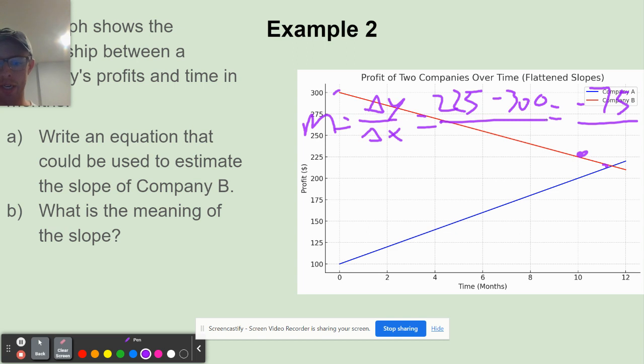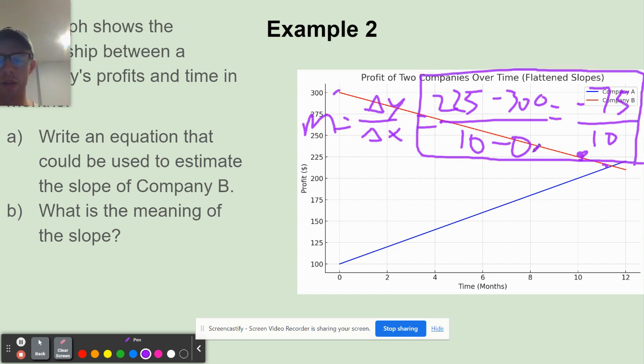And so to find the change in x, I'm really going, okay, I started at 0. I ended at 10. That's really 10 minus 0. Negative 75 over 10. So this equation could be used to find the slope. Negative 75 divided by 10 ends up being negative 7.5. So the slope is negative 7.5.